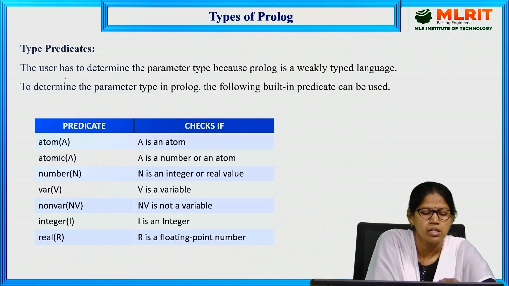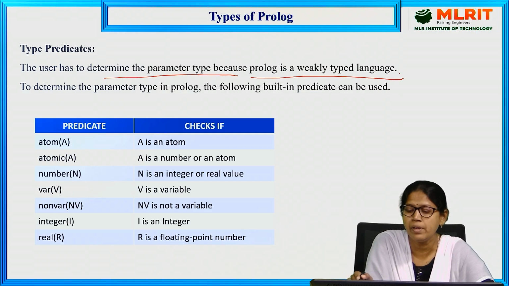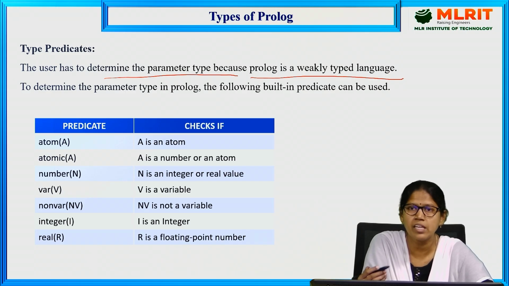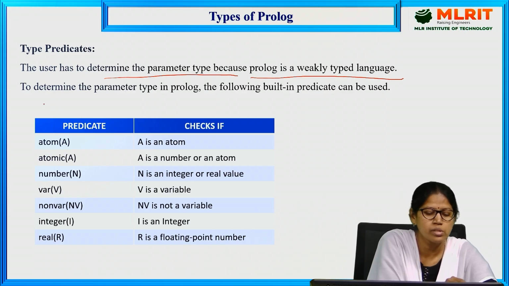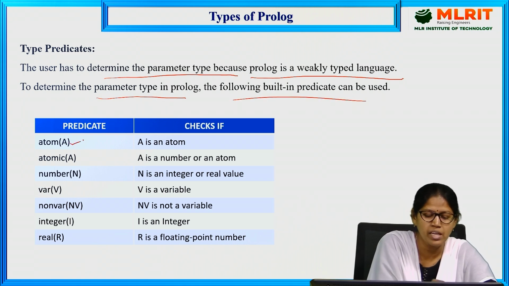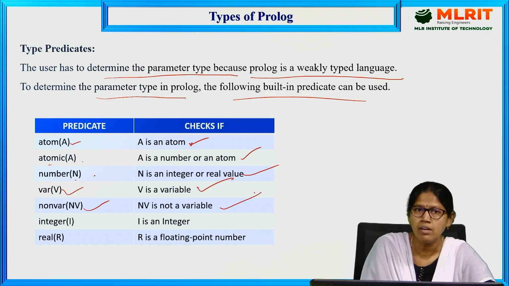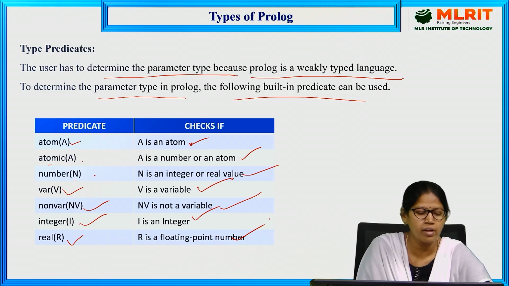Next, predicates. The user has to determine the parameter type because Prolog is a weakly typed language, because we do not give the type of variable at the time. To determine the parameter type in Prolog, the following predicates can be used. atom(A): A is an atom. atomic(A): A is a number or an atom. number(N): N is an integer or real value. var(V): V is a variable. nonvar(NV): NV is not a variable. integer(I): I is an integer. real(R): R is a floating point value. In such a case, we can know what kind of variable it is.